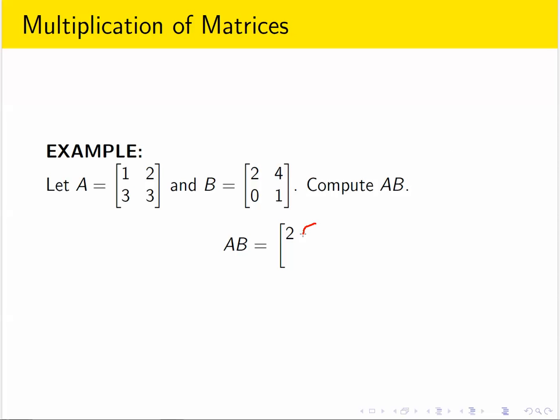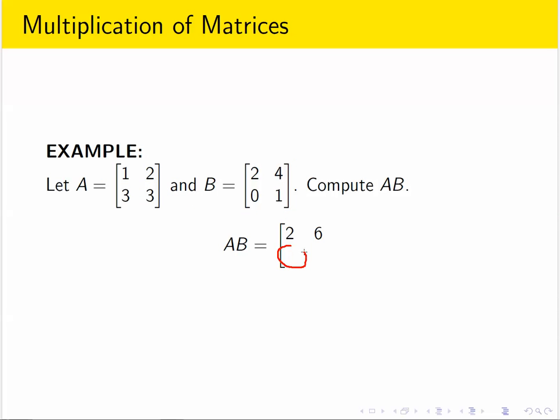What if I want the number that's in this position? So that's in the first row, second column of the product. I want the first row of A and the second column of B. And I'll do the same procedure. I'll multiply this 1 times this 4. That gives me 4. This 2 times that 1 gives me a 2. So I had a 4 and a 2, which add together to give me 6.